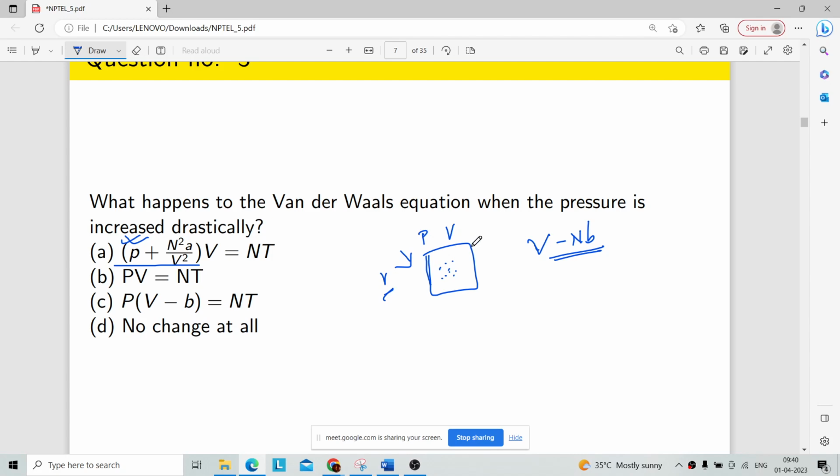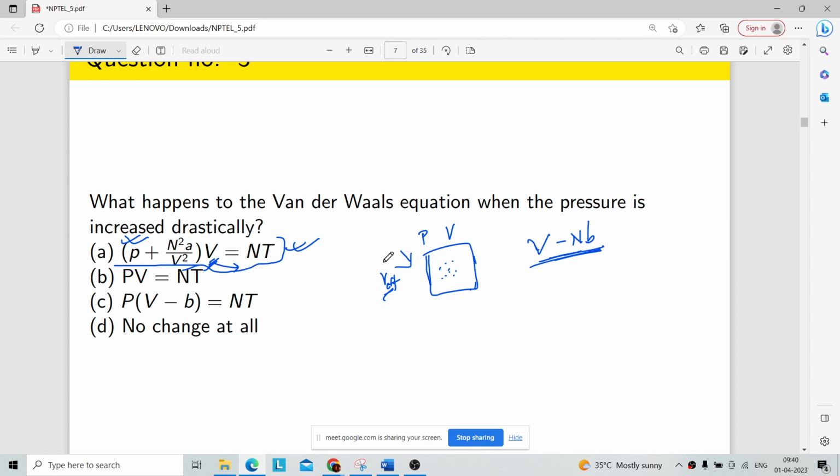So the effective volume should change due to the increase of pressure. So instead of writing the effective volume as a constant, we can write a V which is a variable now. So the first option is the right one, right?